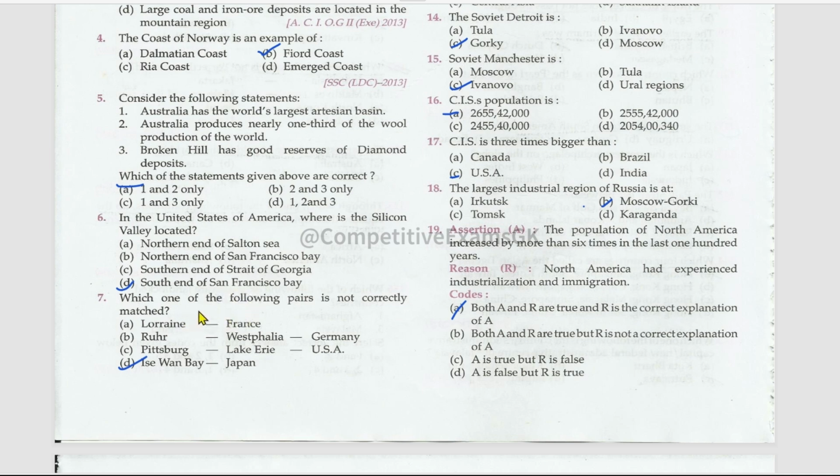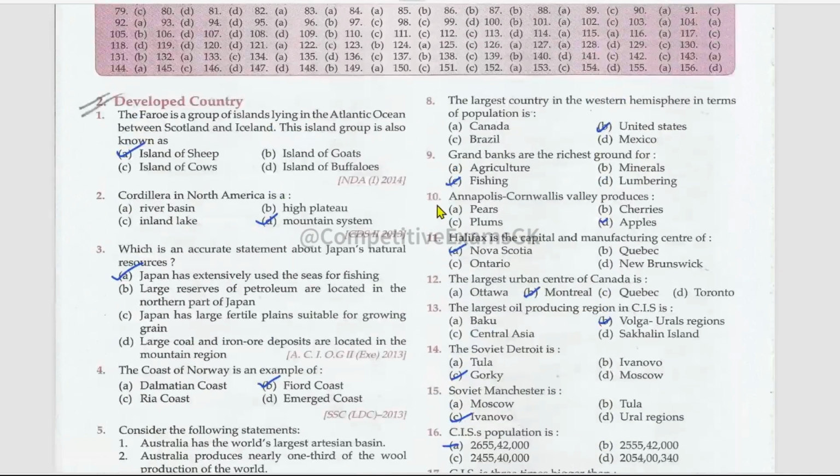Which one of the following pairs is not correctly matched? Ise Bay is in Japan, no, false. This is present in which part of the world? Mention that in the comments. Other than it, Lorraine, France; Ruhr, Westphalia, Germany; Pittsburgh, Lake Erie, USA. These three are correctly matched.